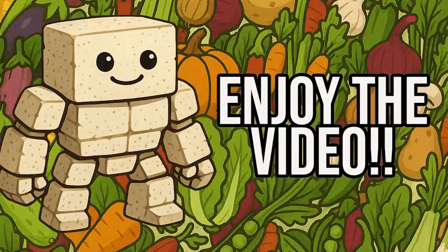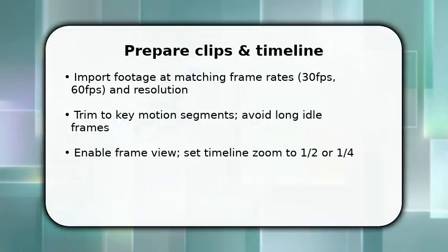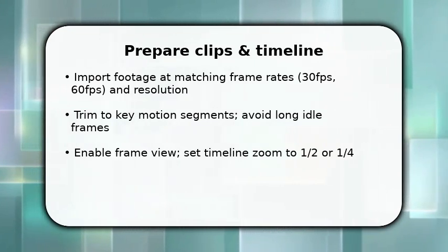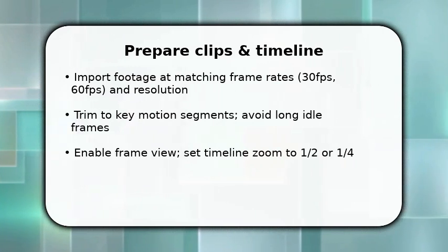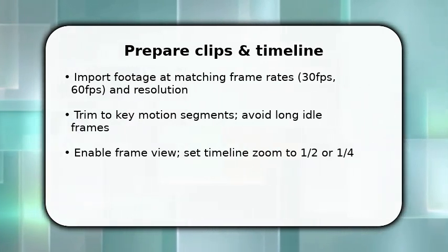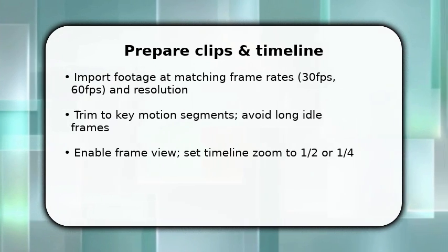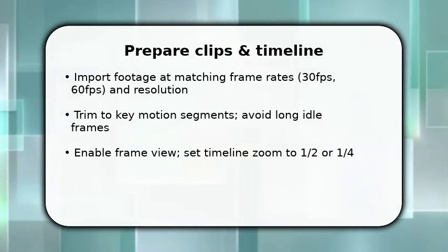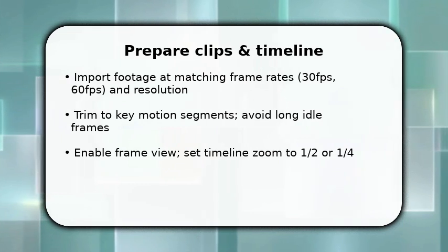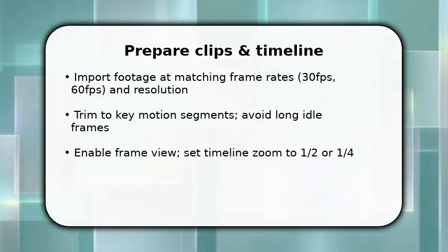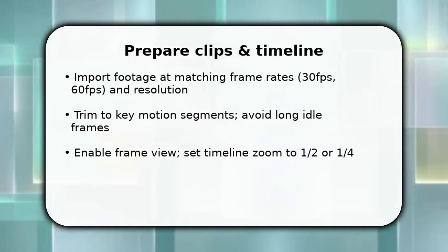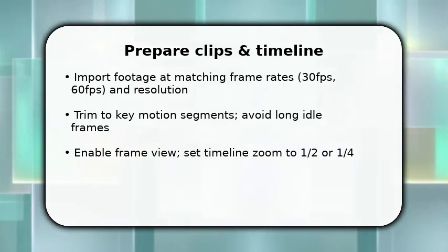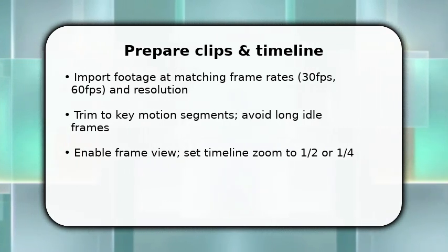Please enjoy the video. You start by organizing clips so smoothing works predictably. Import all footage with the same frame rate and resolution. This prevents jitter from mismatched frames. Once imported, trim to the specific motion you want to stabilize and remove hold frames. Make sure your timeline zoom is close enough to select precise frames. I use 1/2 zoom. Doing these first steps reduces warping and prepares the clip for Capcut smoothing tools.